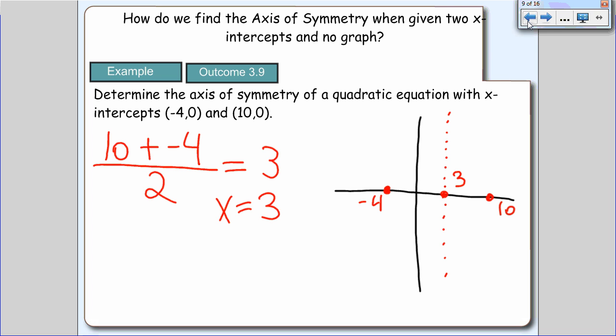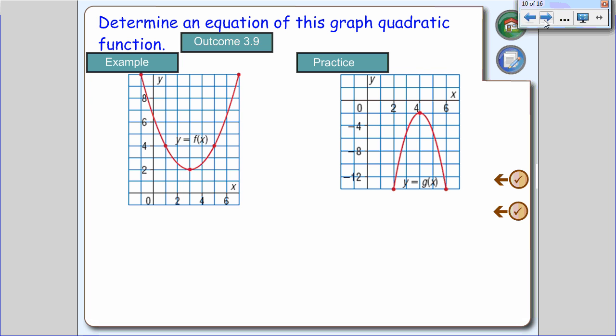Okay. Determine an equation for this graph. These are great questions. The first thing you always need to do is pick a form you want to write it in. What's a form that would make sense for this one? Vertex. Why would vertex form make sense? Because we got a vertex, use your vertex form.